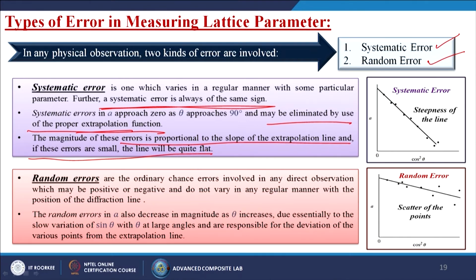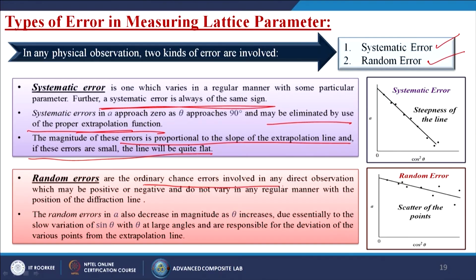There is not too much scattering there. But when we are talking about random errors, they are the ordinary chance errors involved in any direct observations, which may be negative or positive and do not vary in any regular manner with the positions of the diffraction line. Random error in A also decreases in magnitude as theta increases, due essentially to the slow variation of sin theta with theta at large angles, and is responsible for the deviation of the various points from the extrapolation line. In this case you can see that the points are very far away from each other.